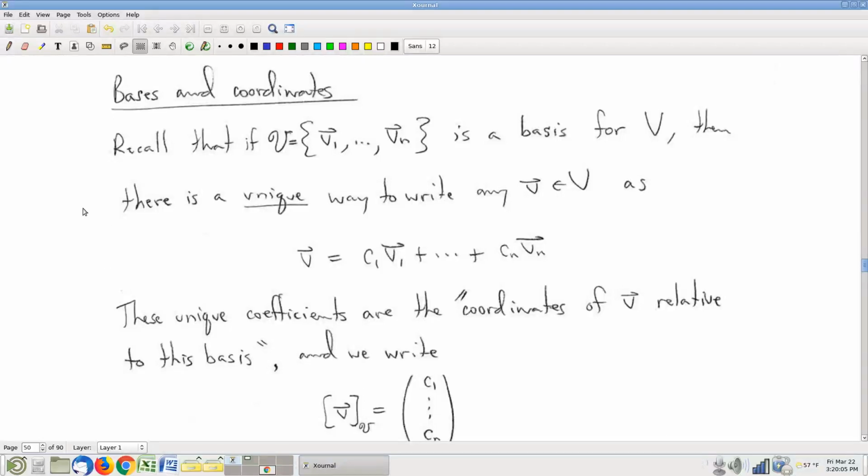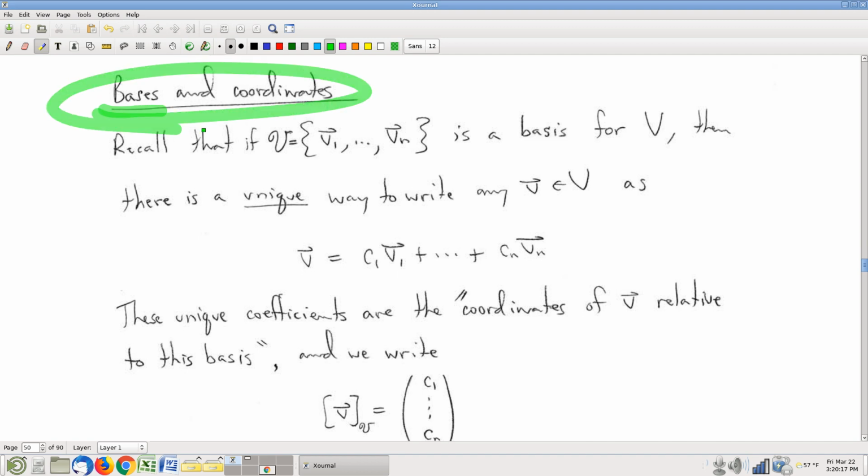Okay, so here's where we were last time. We were talking about bases, and specifically how to use bases to find something called coordinates for a given vector. So this is a flashback.